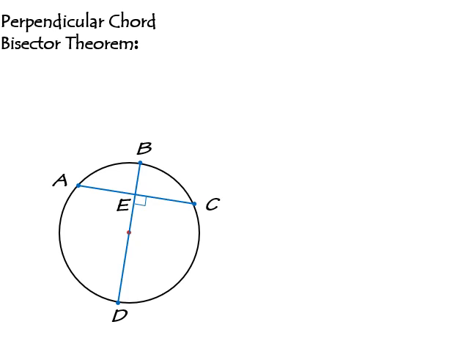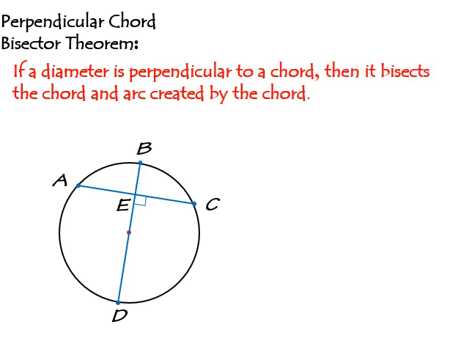Okay, now let's talk about the perpendicular chord bisector theorem. The theorem reads, if a diameter is perpendicular to a chord, then it bisects the chord and the arc created by the chord. Notice here, BD is a diameter and AC is a chord. So this BD, not only does it touch this chord AC at 90 degrees, it also bisects it. Now what does it mean to bisect? It cuts it equally into half.